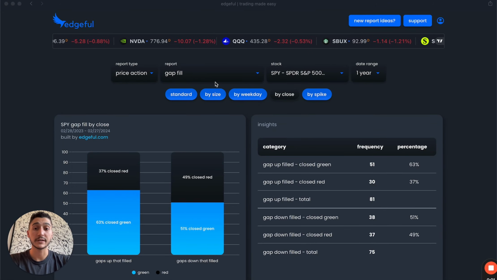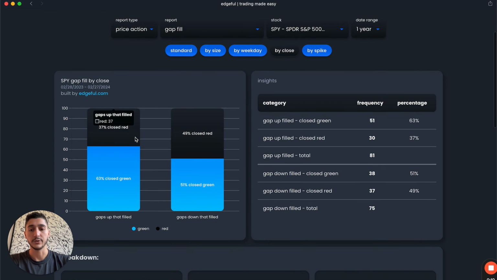In this video, I'm going to explain the gap fill by close report on edgeful.com. So here we're looking at SPY and we're looking at the trailing 1 year. And you can see that what we have here is gaps up that filled. So this only considers the gaps up in the last year that have filled. And then we have gaps down that have filled.